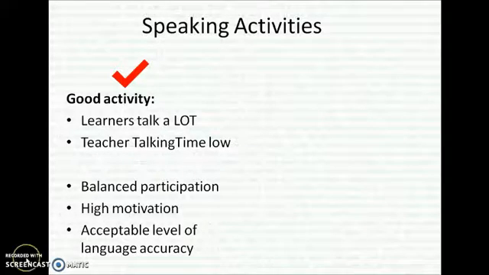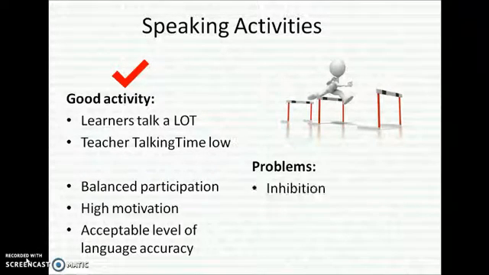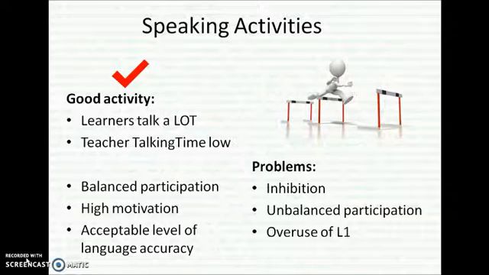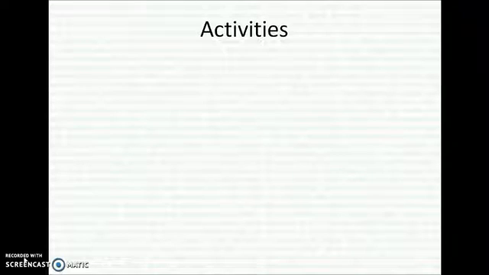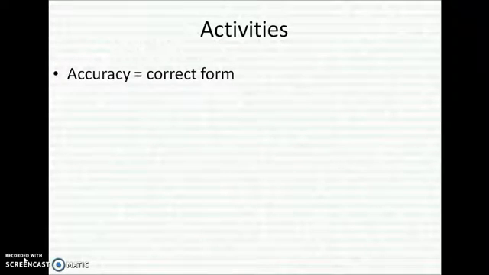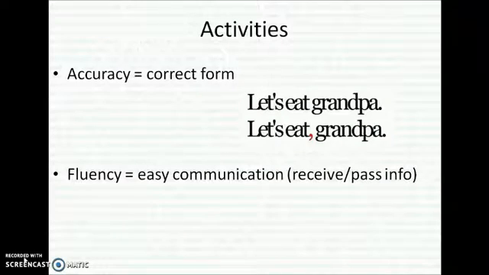grammar go completely. On the other hand, the most common obstacles to speaking activities are, for example, inhibition, which means being afraid or ashamed to speak in front of others; unbalanced participation, when one student speaks too much and the rest do not speak at all; and overuse of language one, when students don't speak in the foreign language, but instead use their mother tongue, for example, when you speak Spanish in class instead of English. Speaking activities are usually focused either on accuracy, the correct form, or fluency, the ability to communicate easily, receive and pass information.